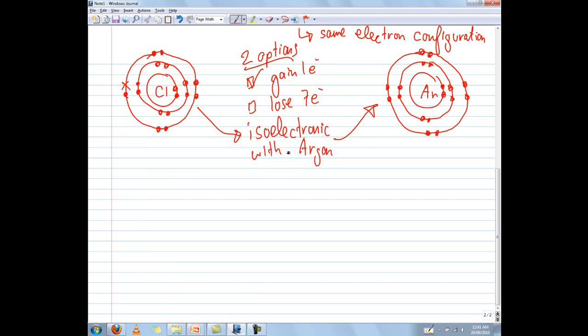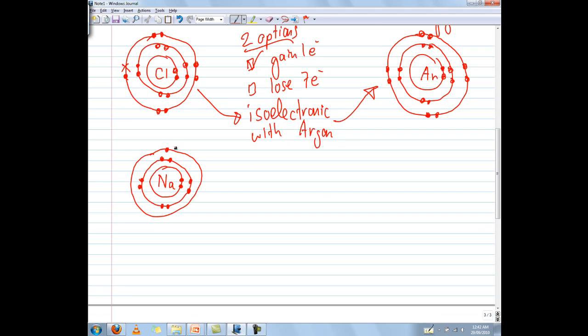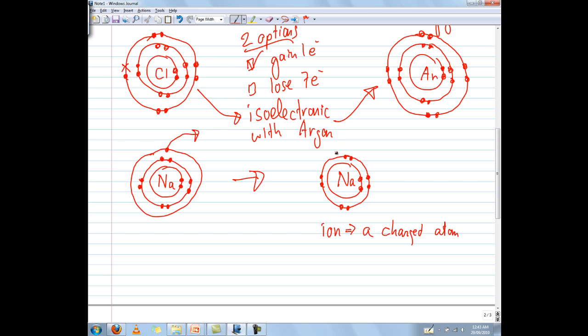Okay. So let's go back to sodium. By losing that 1 electron to achieve stability, sodium is now considered to be an ion, which is essentially a charged atom. Now the reason why it's charged is because it's lost an electron, and electrons are negative, right? So because it's lost an electron and it was negative, it is now more positive, positive by 1.